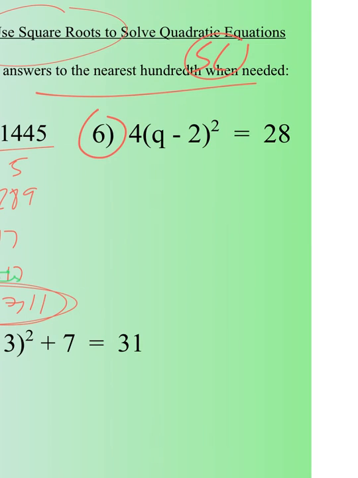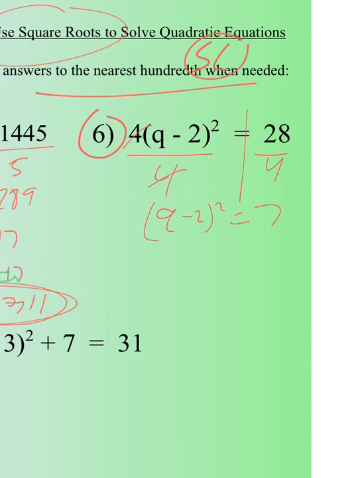All right, this next one, we're going to start off the same way we just did. So I have 4 times the binomial squared equals 28. First thing I got to do is get that binomial squared by itself. So divide both sides by 4. The 4's cancel out over here. I have q minus 2 squared equals 7. Here's that part where I'm going to take a square root.